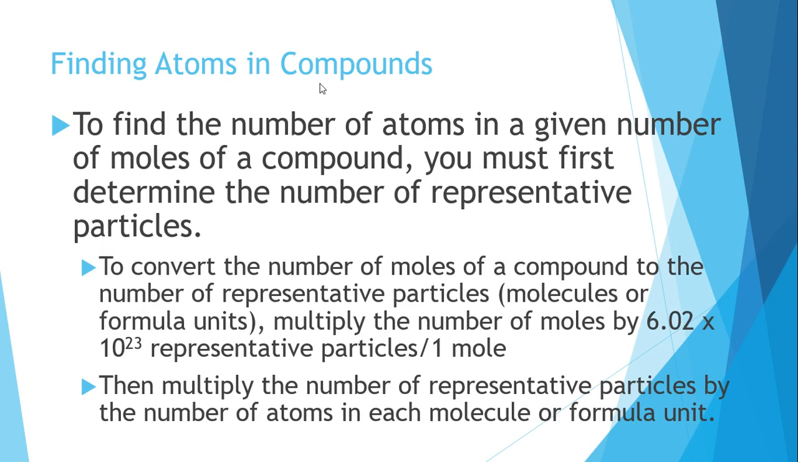So to find the number of atoms in a given number of moles of a compound, you first determine the number of representative particles first. So the first conversion you should always do is by multiplying the number of moles by 6.02 times 10 to the 23rd over 1 mole. Then what you need to do is multiply that by the number of atoms in each molecule or formula unit based on the chemical formula. So for example, if the chemical formula was H2O, that's going to be 3 atoms, 2 from the hydrogen and 1 from the oxygen.